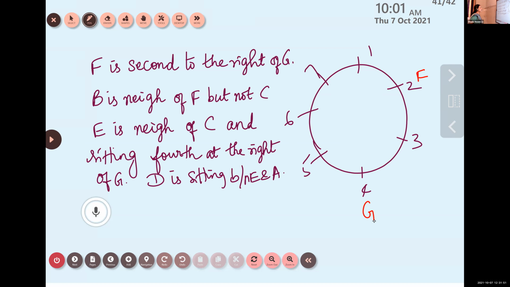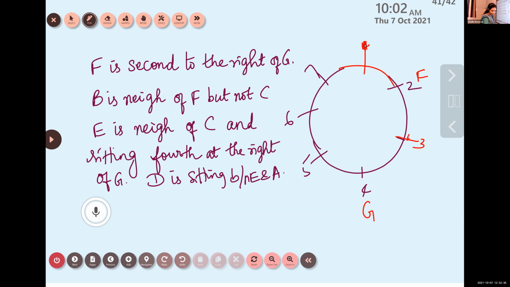Next, B is neighbor of F, but not G. So we can't fill B here, isn't it? B is neighbor of F, but not C. Okay, so B may come here. Either B can come here or here. So we have to fix it where it is possible. That one we have to check. So B can come in either the third position or the first position.